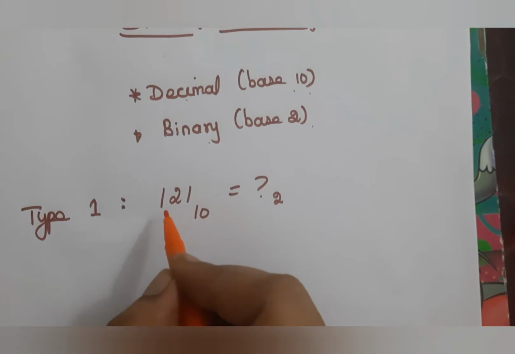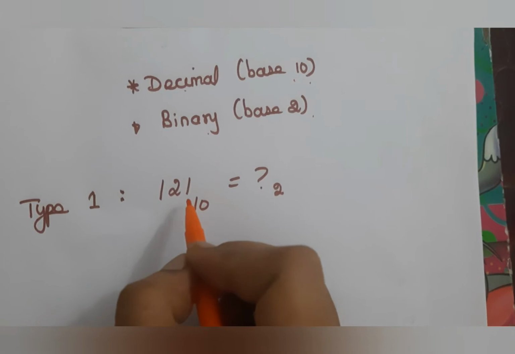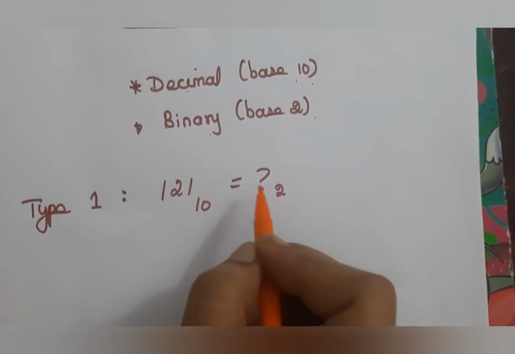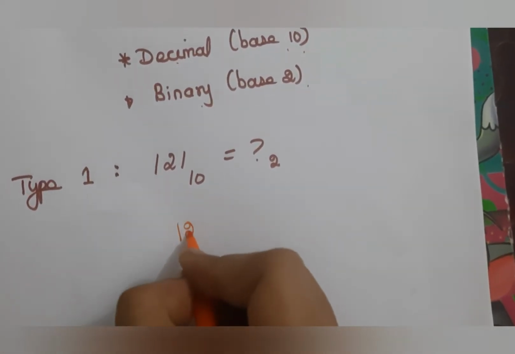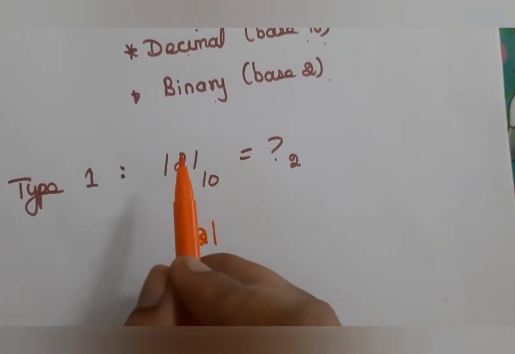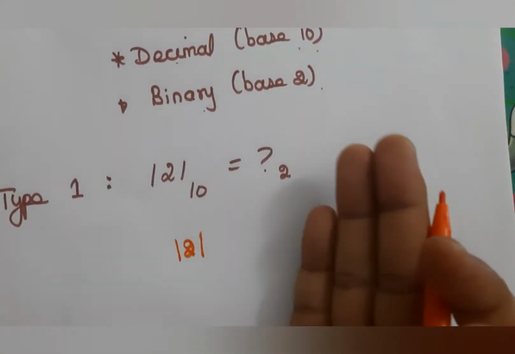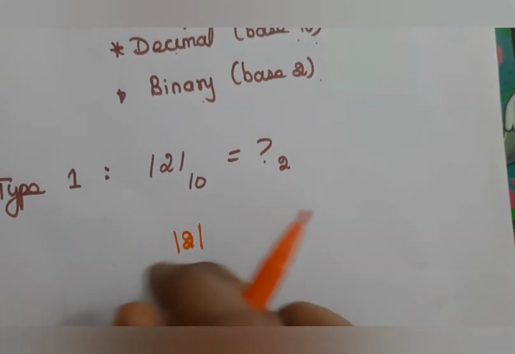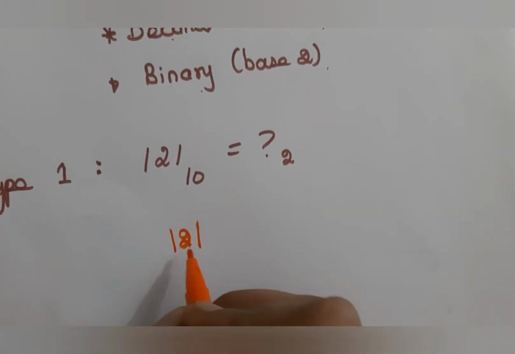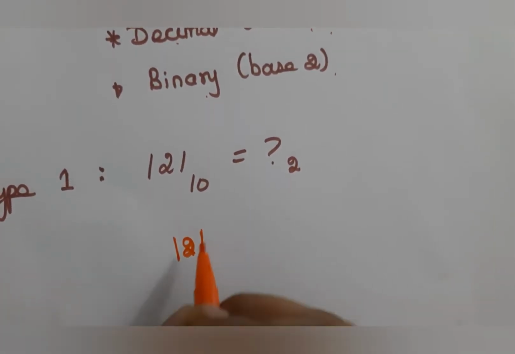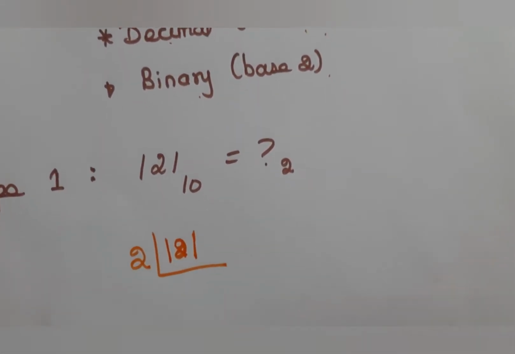First, consider the number 121 base 10. Now we are going to convert this 121 base 10 to the binary number system. For that, this is a whole number in the decimal number system. For a whole number, we have to find the equivalent binary by dividing the number by 2. The first step is to divide this number by 2.